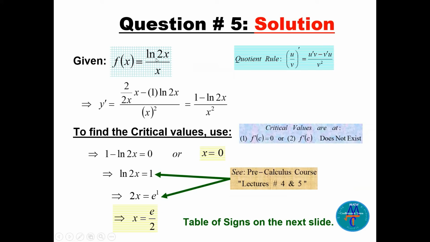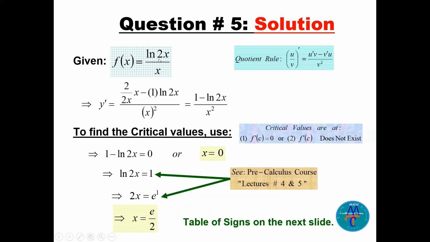So y prime will be u prime, ln of 2x. The derivative will be u prime over u. So 2, the derivative of 2x, divided by 2x. So it will be 2 over 2x times the x here, the v. This is the v here. See this v? It's coming from the denominator. Minus v prime, the derivative of the x is 1 here, times ln of 2x, which is the u. All of this u. Okay, divided by x squared.